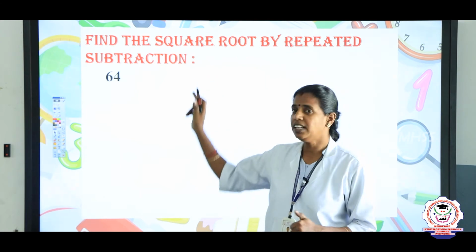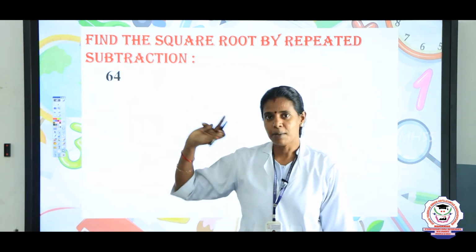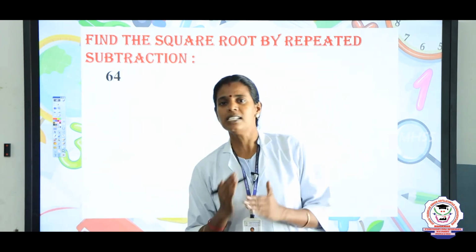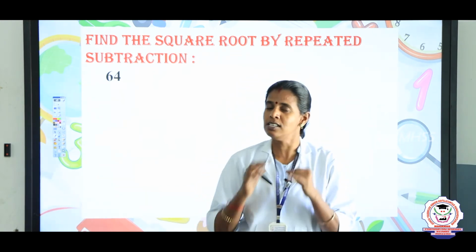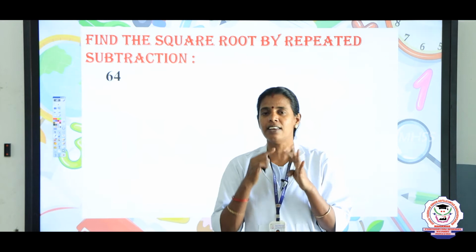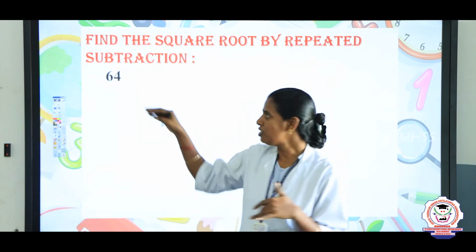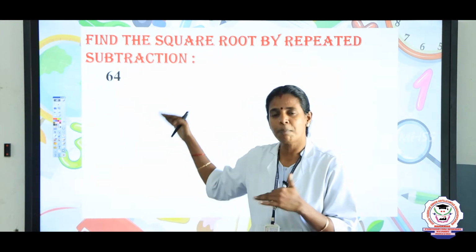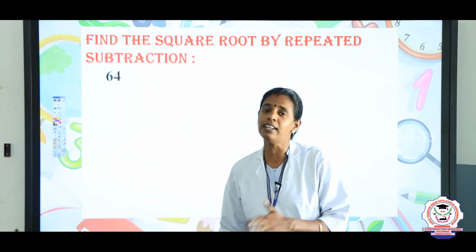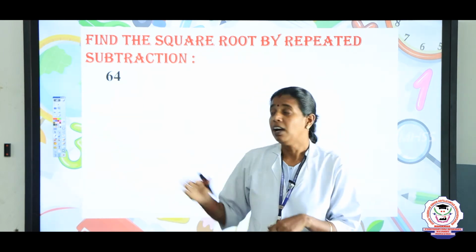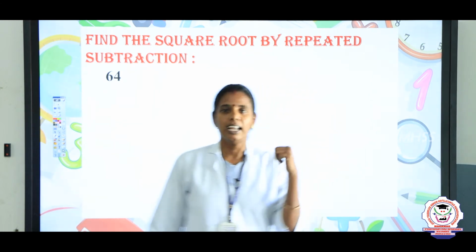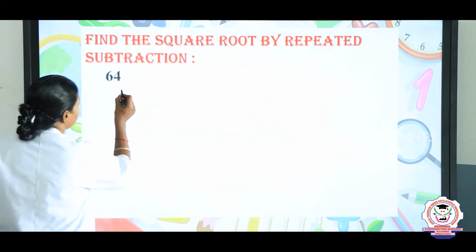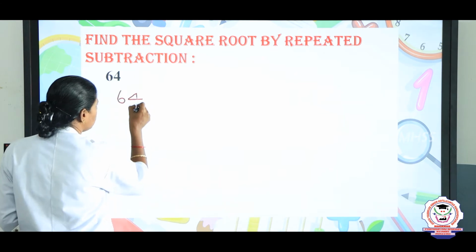First, we are going to find the square root of 64 using repeated subtraction, children. Repeated subtraction is nothing but we use only odd numbers in that: 1, 3, 5, 7, and it goes on. In each and every step we subtract the odd numbers. Finally, we will get 0. The number of steps we have used is the square root of the given number, right. Let me discuss the repeated subtraction for 64 now.